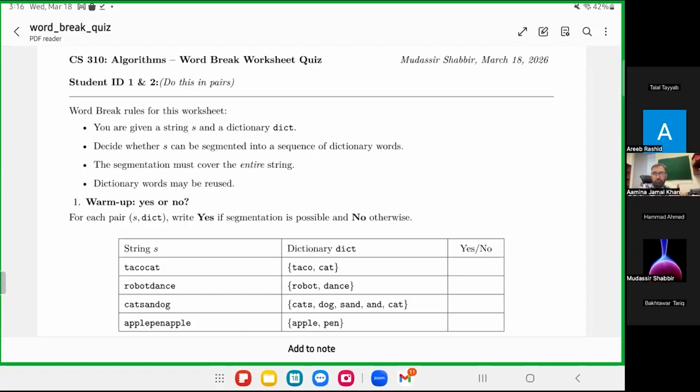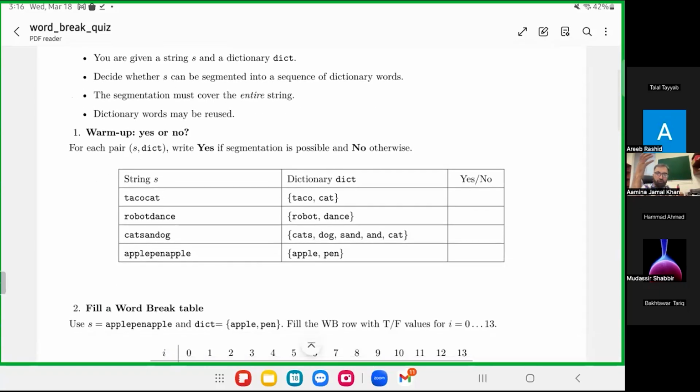All right. Okay. So with this knowledge, go ahead and solve question 1, where you're given some example strings and corresponding dictionaries, and you have to check whether it's yes or no. So for question 1, just answer yes or no for each one of them. There are 4 strings, and if there is any quick confusion, let me know.